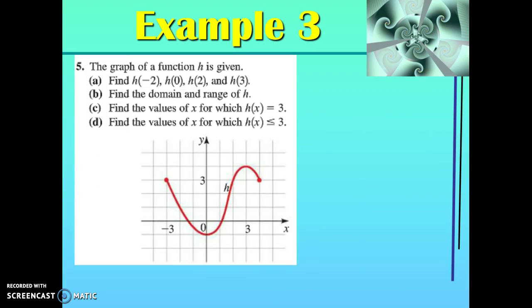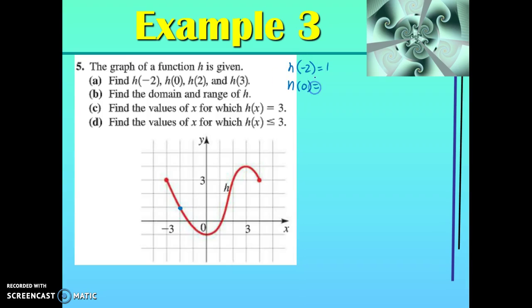Alright, so this is a pretty similar idea. They want to know what h of negative 2 is, so I come 1, 2, and that's here. The hardest part about these problems is to identify whether you have the x and are looking for the y, or you have the y and are looking for the x. This is the x, they want to know the y. So h of negative 2 is 1.